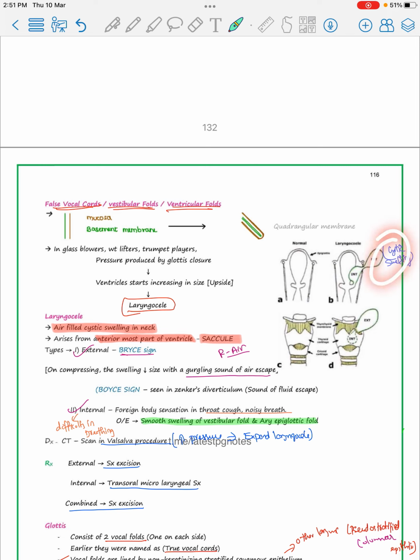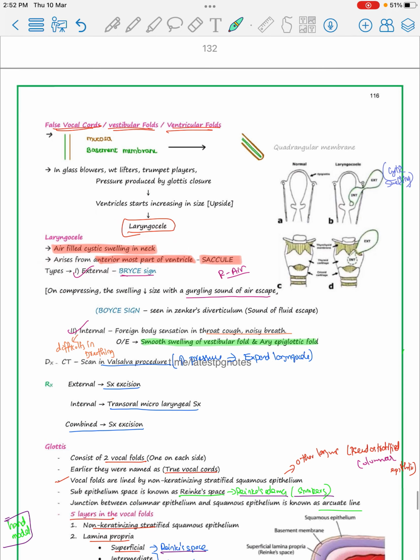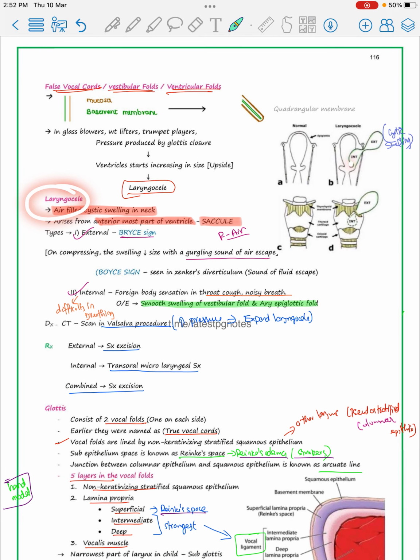Cystic swelling. Then it's a laryngocele. It's an air-filled cystic swelling in the neck. It arises from the anterior-most part of the ventricle, known as the saccule. Okay, anterior-most part of the ventricle. Then it produces a sign known as Bryce sign. On compressing, the swelling decreases with the gurgling sound escaping. Gurgling. Okay, it's very important. For the external type, this is known as Bryce sign.